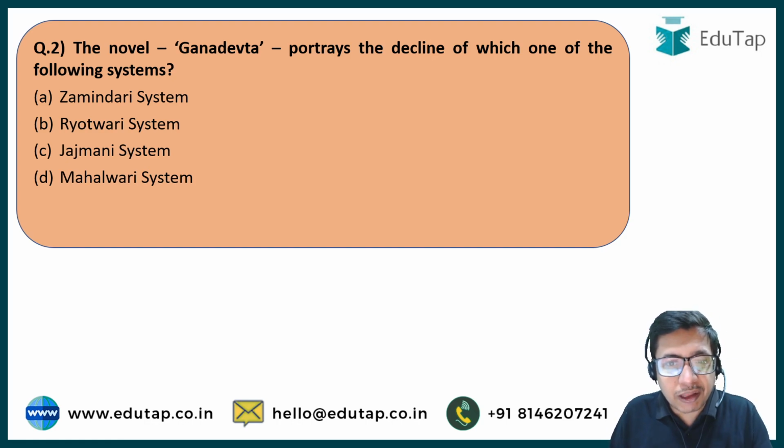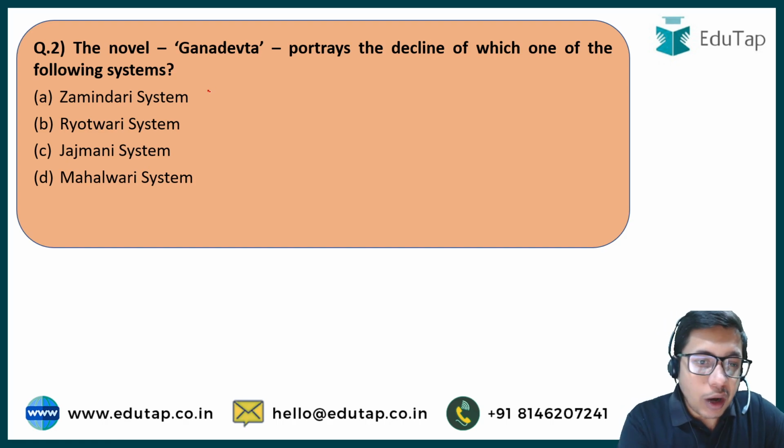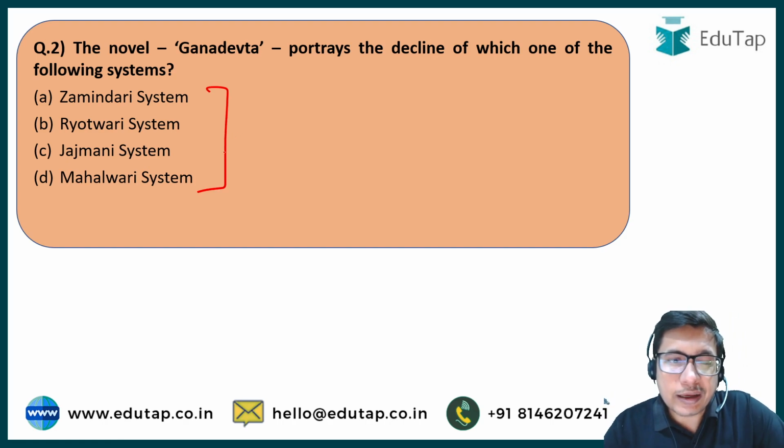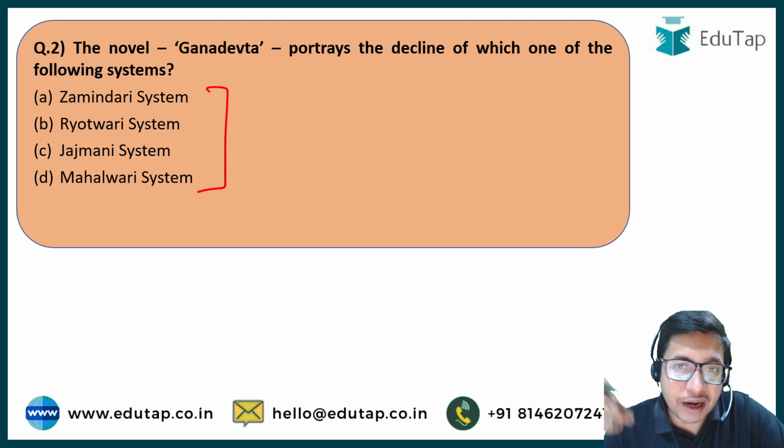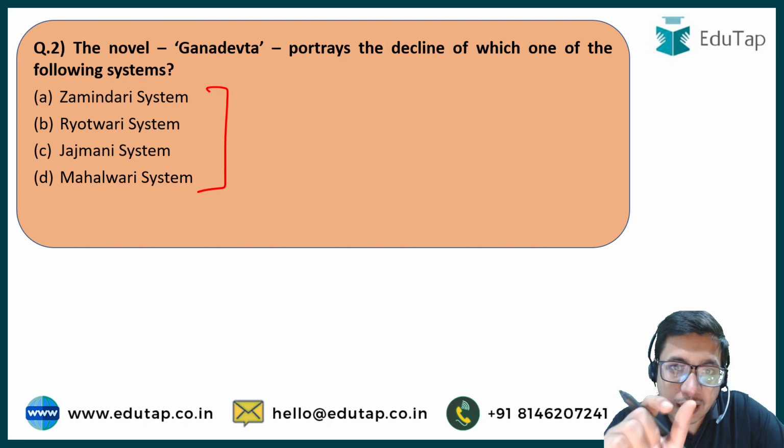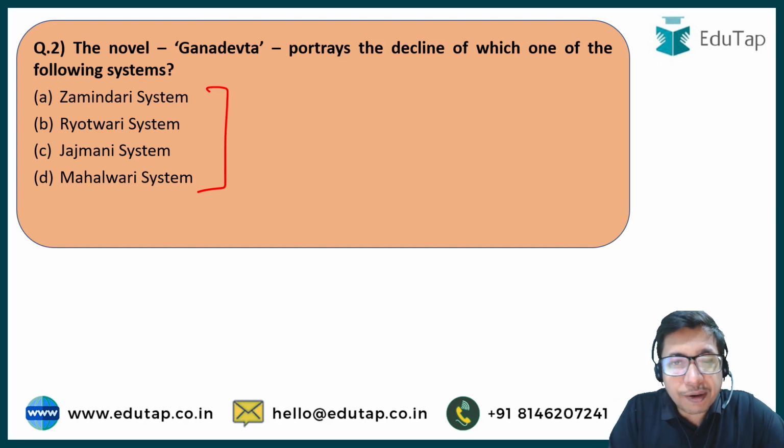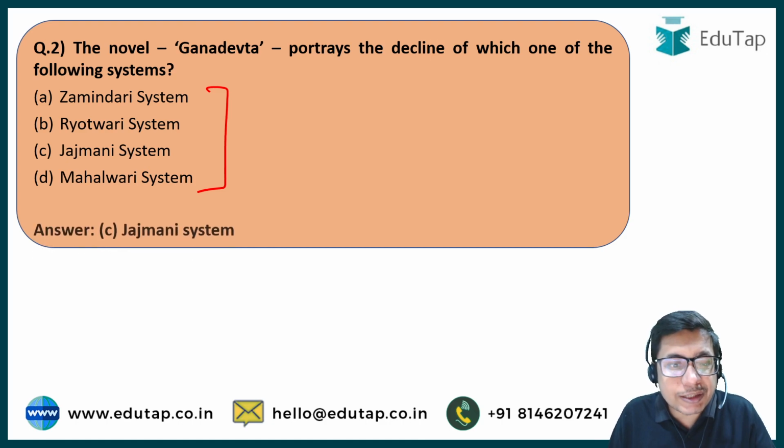So this novel Ganadevta portrays the decline of a particular system in Indian rural villages. Options are Zamindari system, Rayotwari system, Jajmani system, or Mahalwari system. Out of these four, we know that Zamindari, Rayotwari and Mahalwari were revenue systems. Britishers implemented these in different parts of the country in order to extract revenue from the Indian masses. But Ganadevta is talking about a very old and traditional system of economic linkages in Indian villages, and this system was in decline when Britishers came into India. Which system are we talking about here? The correct answer is the Jajmani system, right?